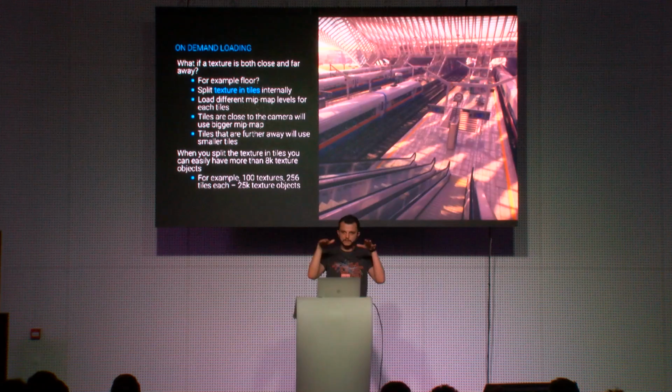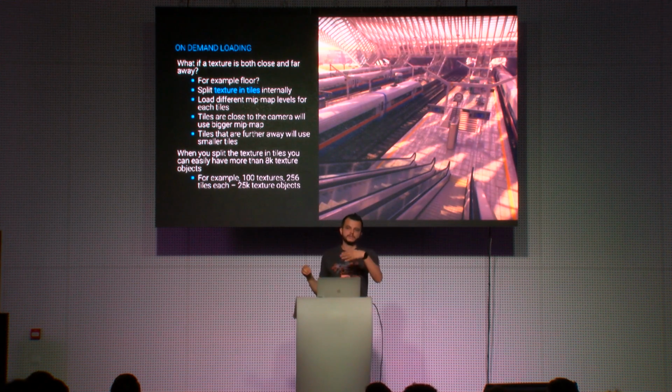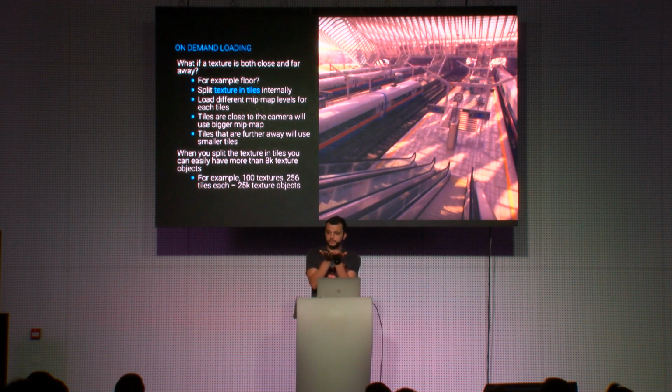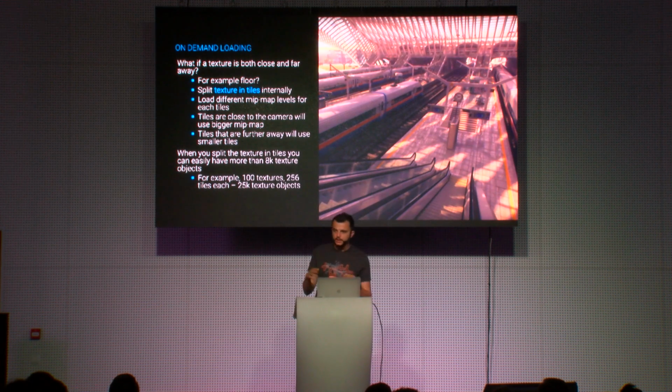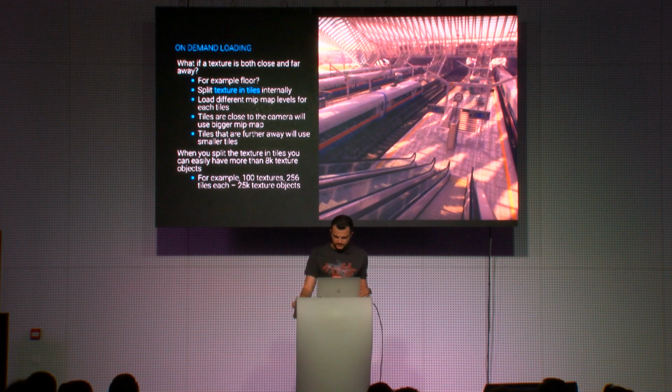Now, there is a particular problem: very often you have objects that are very close to you. Like imagine a render of a floor, and the floor has a 16K by 16K texture. Because the floor is very visible and very close to you, you have to load a very high, very big resolution because it has to look nice, but you don't actually need it all the way.